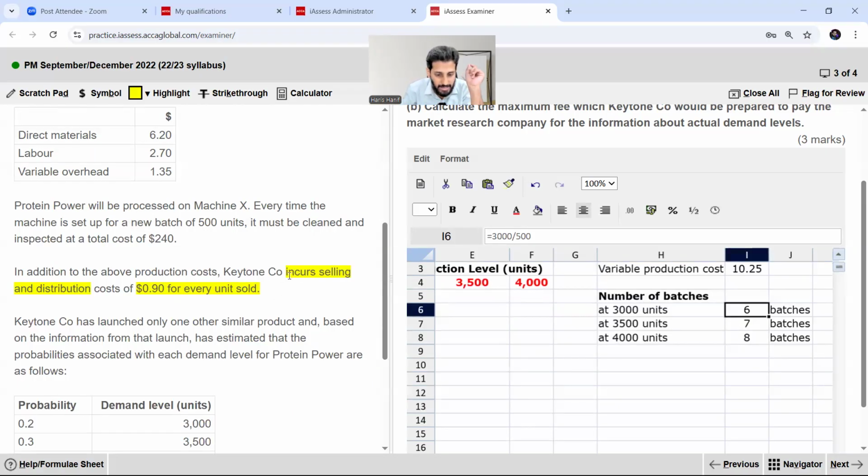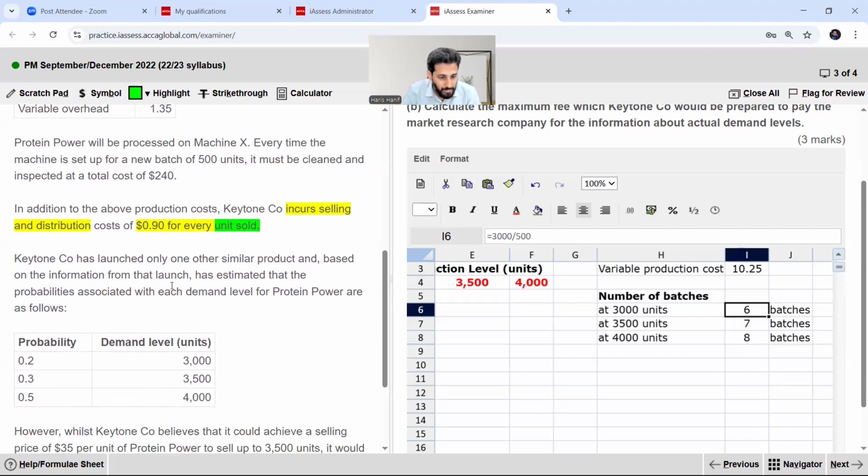And this selling cost is for every unit sold. Note this point, every unit sold. So there is a trick and crack to read the question as well. I'm also reading the question with you, right? So let's now move on.